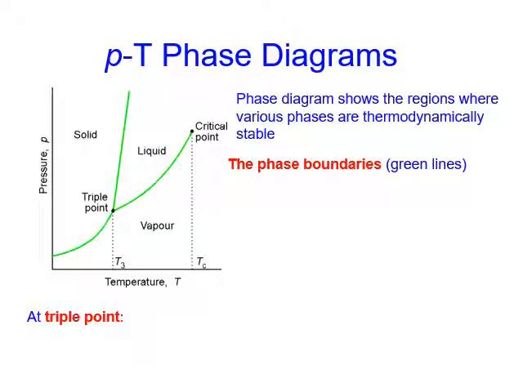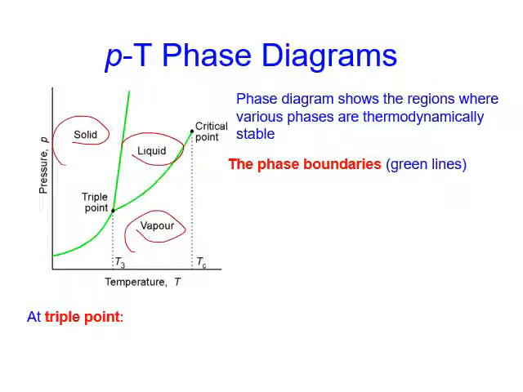Here is a typical phase diagram for a pure substance. This phase diagram shows the regions where various phases are thermodynamically stable. At high pressure, low temperature, the solid phase is the stable phase. At high temperature, low pressure, the vapor phase is the stable phase. In between is the liquid.